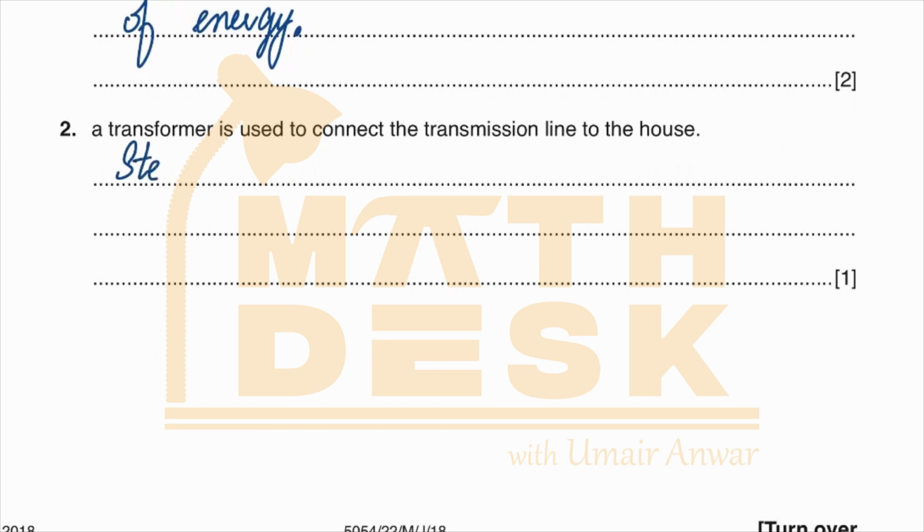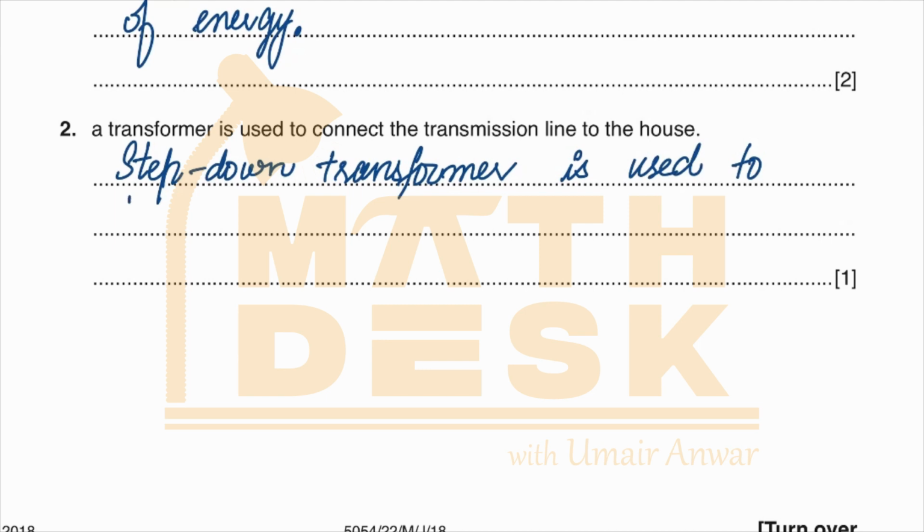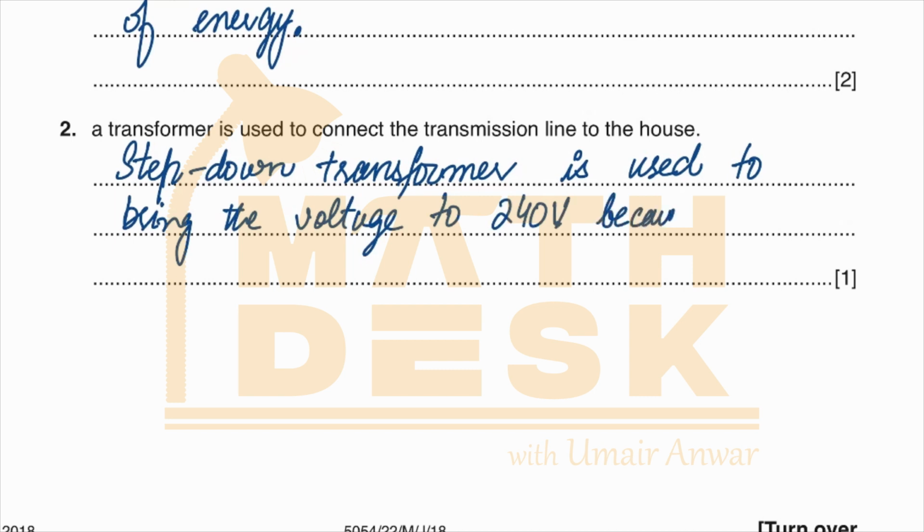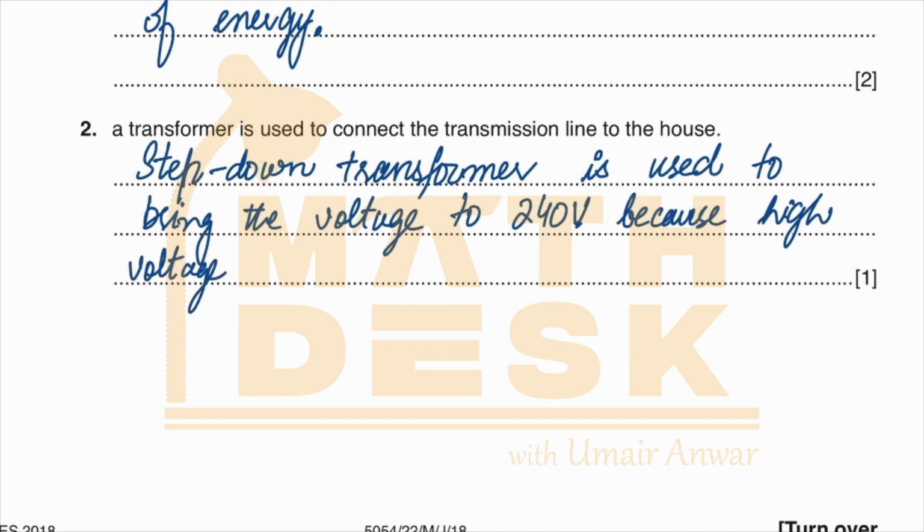So we use a step down transformer here. A step down transformer is used to bring the voltage to 240 volts because high voltage is dangerous for the household.